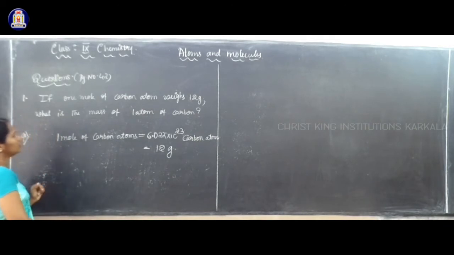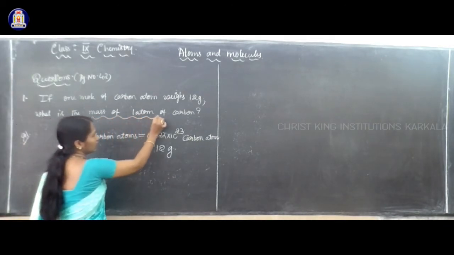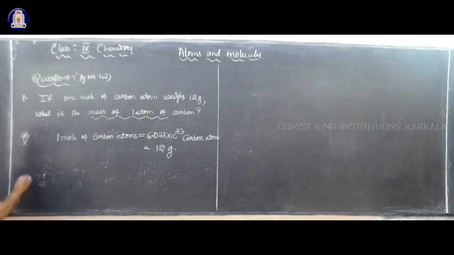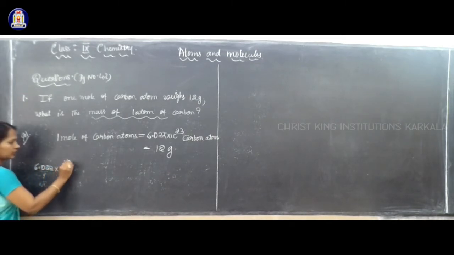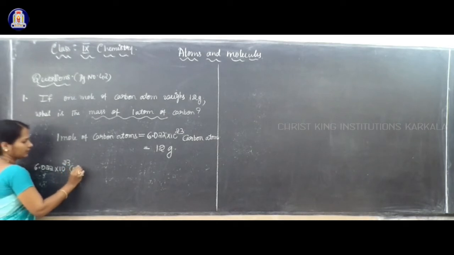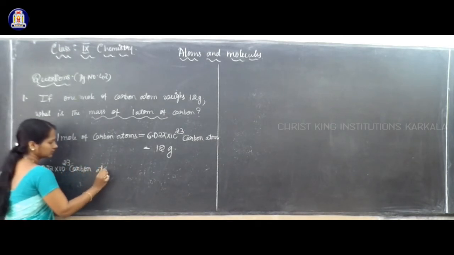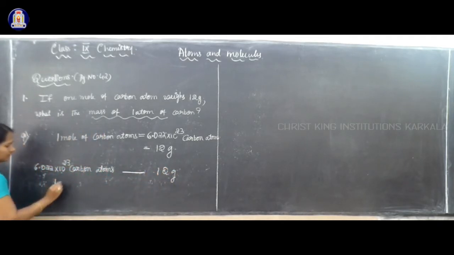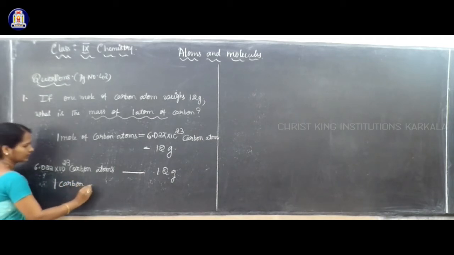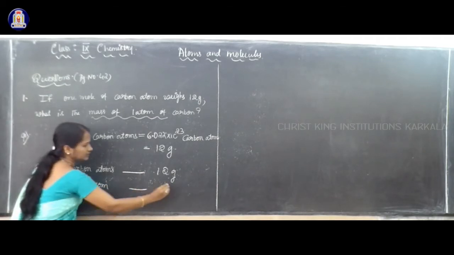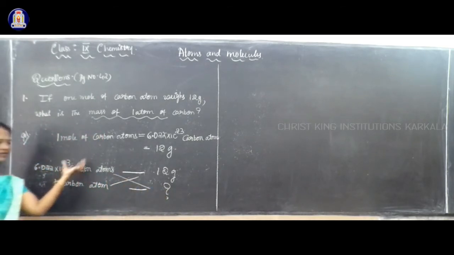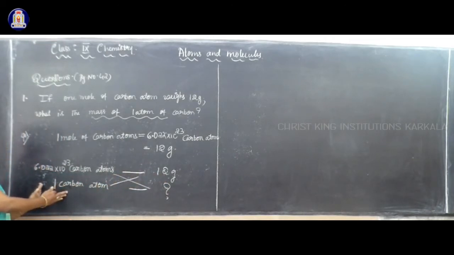What are we going to find out? We are going to find out the mass of 1 carbon atom. 6.022 into 10 to the power 23 carbon atoms weigh 12 gram. 1 carbon atom weighs how much gram? Cross multiplication. This many carbon atoms weigh 12 gram; what is the weight of 1 atom of carbon?